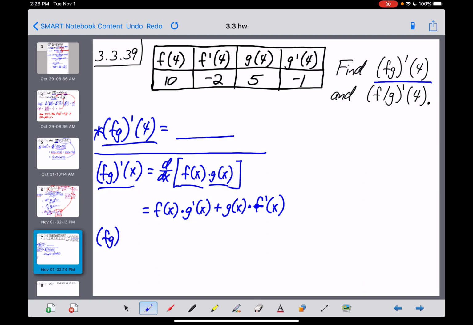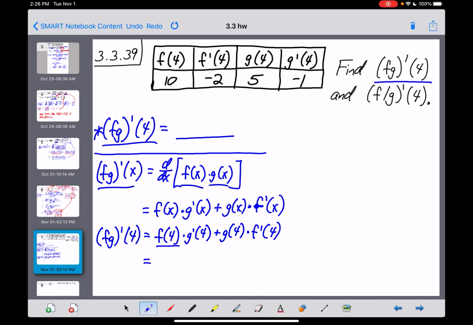Now we can take (fg)' and figure out what happens when you plug a 4 in there for x. Since we're relatively new to this, I'll write all this out, but this is a step you can probably skip pretty soon once you get the hang of this. f of 4 times g prime of 4 plus g of 4 times f prime of 4. Like I said, you'll probably be able to read that right out of the table.